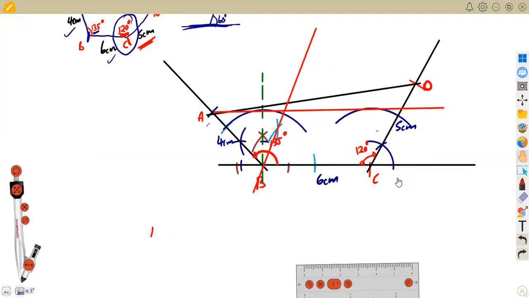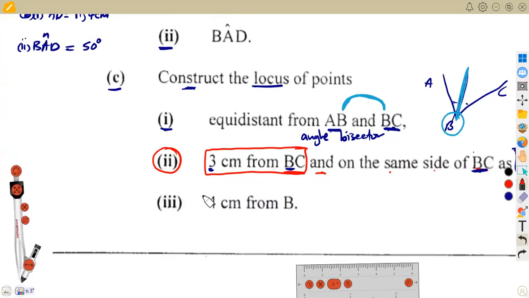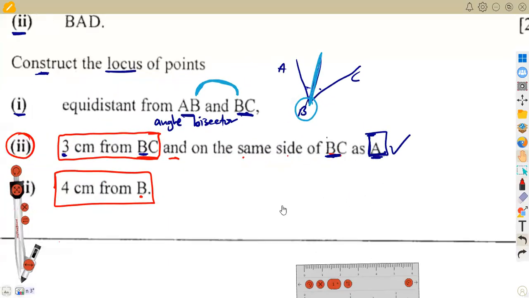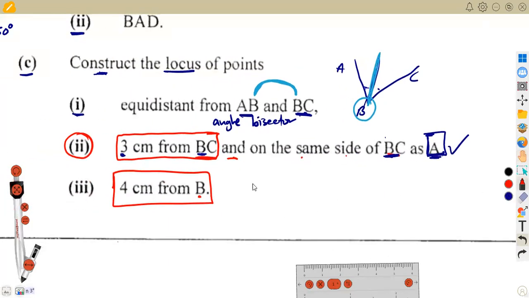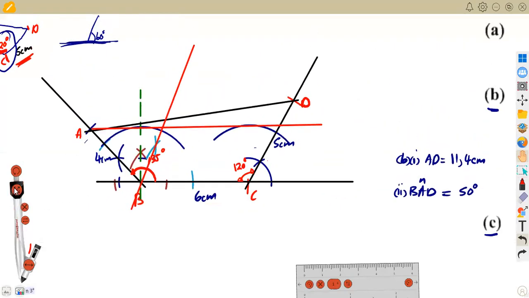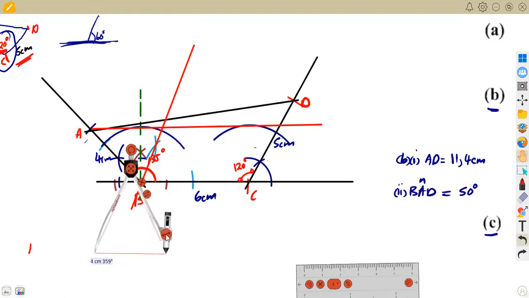All right, let us check the last locus that you are given now. They are saying 4 centimeters from B. Remember, B is a fixed point. And I said whenever you're talking about the locus from a fixed point, it gives us a circle. So we're going to have a circle of radius 4 centimeters from B. It's a fixed point, so we get a circle. So from the point B, you measure, they said 4 centimeters. So you're going to measure on your ruler 4 centimeters. All right, this is 4 centimeters.